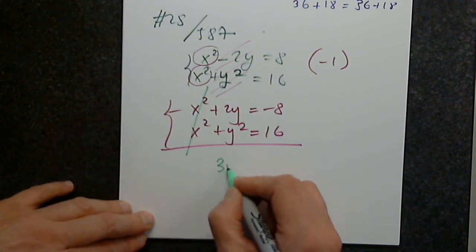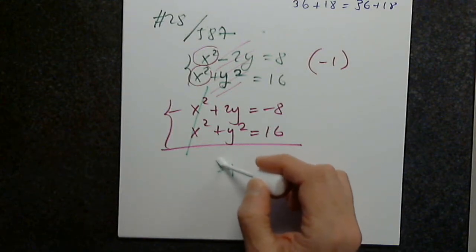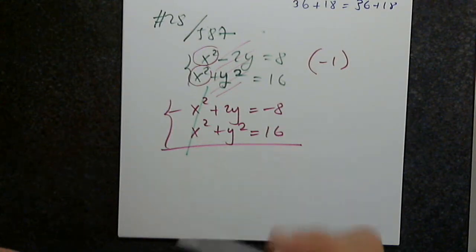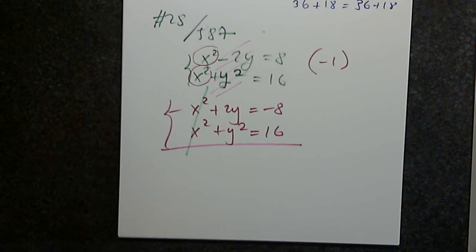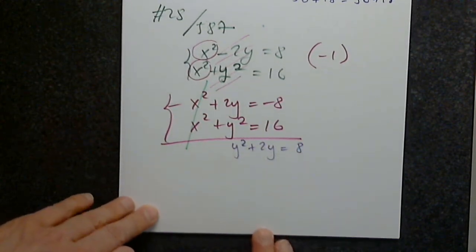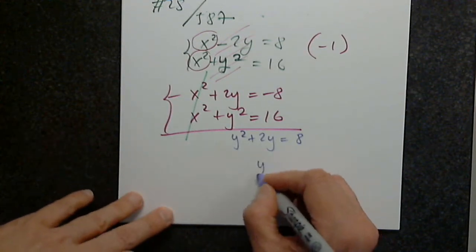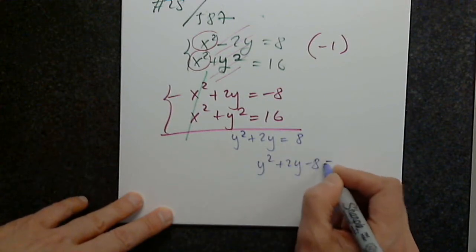And now we have 3, see? Don't rush like I just did, okay? I just said that we cannot combine them, and I just rushed to combine them, after I said we can't. So y squared plus 2y equals 8. When we add y squared to 2y, we can combine them, and 16 minus 8 is 8. So this is y squared plus 2y minus 8 equals 0.